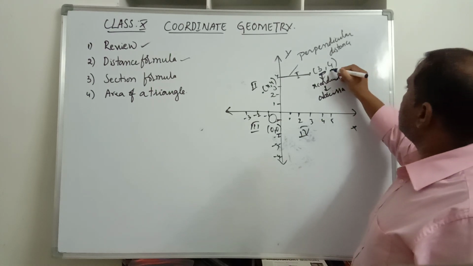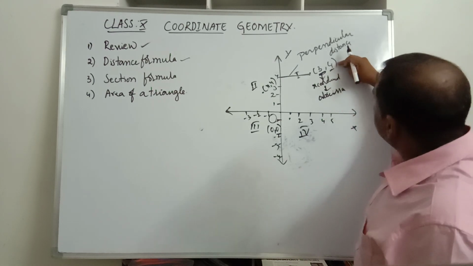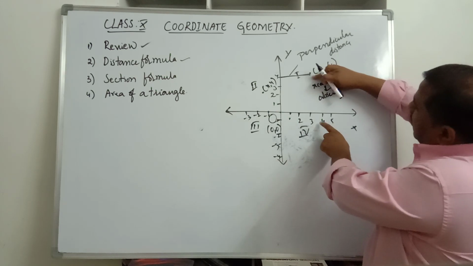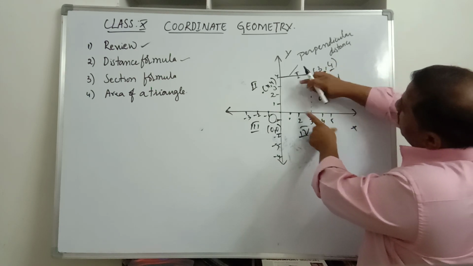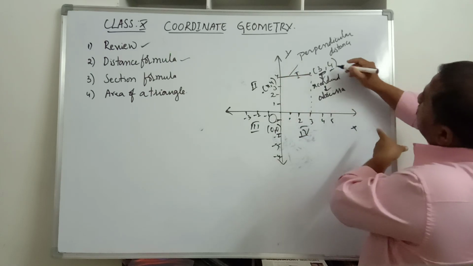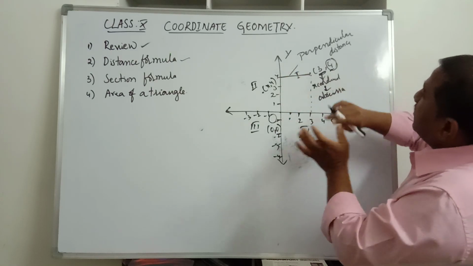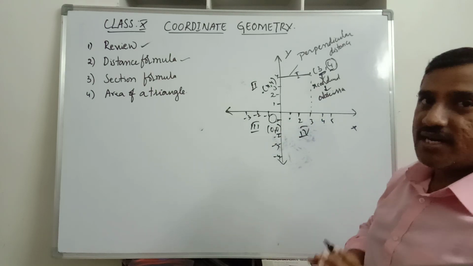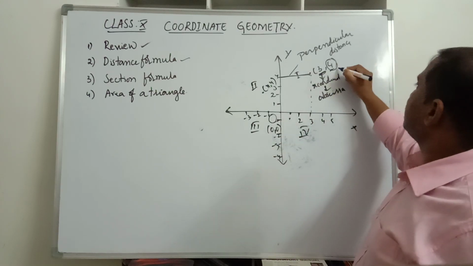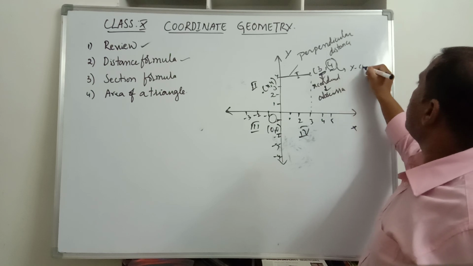Then what is this? This 4 is representing how many units this point is from the x-axis. You take this as the distance. How many units are there? It is 4 units. So this 4 is representing the perpendicular distance from the x-axis. The perpendicular distance from the x-axis is known as the y coordinate.